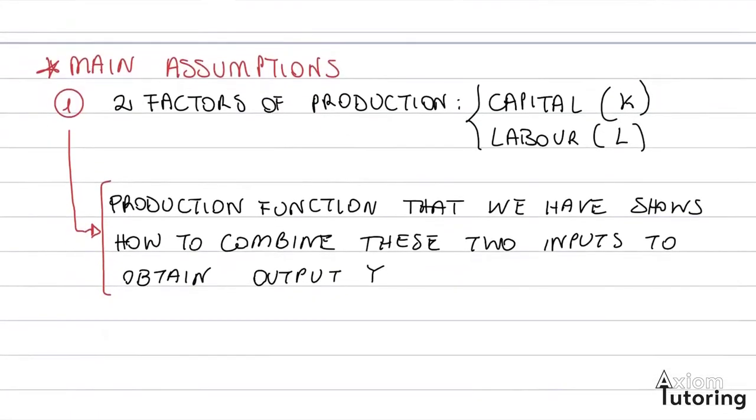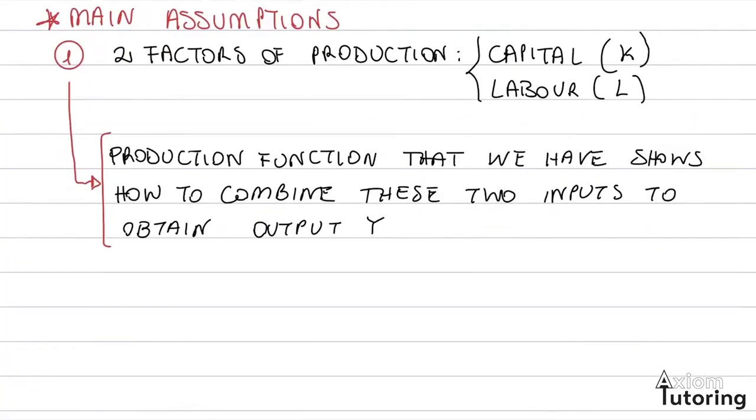This leads us to making two main assumptions and looking at two main assumptions that are going to be crucial for our description of the Solow growth model. First of all, we are assuming only two factors of production, so capital and labor, which again, it's a simplification. Hence, the production function that we have does show how to combine these two inputs, and it's an incredibly powerful tool to obtain output Y.